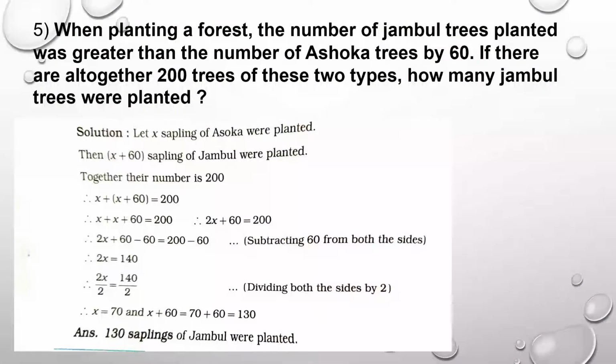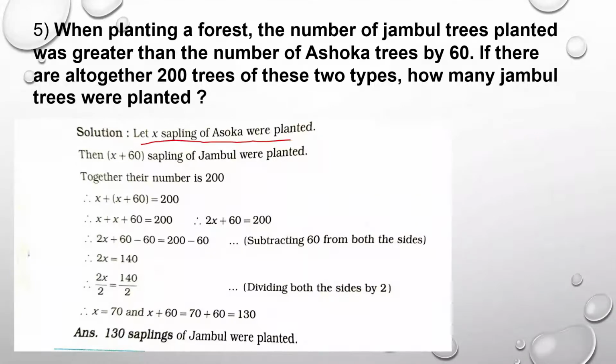Fifth sum. When planting a forest, the number of jambul trees planted was greater than the number of ashoka trees by 60. If there are altogether 200 trees of these two types, how many jambul trees were planted? Now here we don't know how many saplings of ashoka tree were planted. So let us take the saplings of ashoka planted to be x.